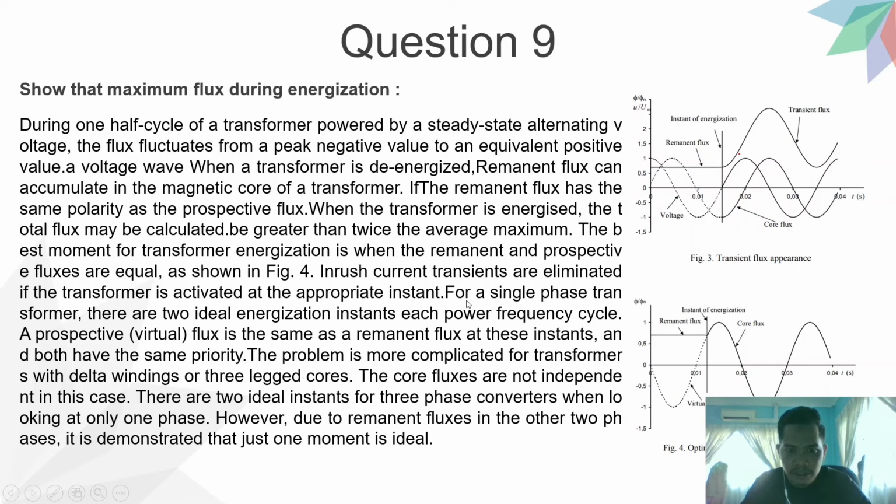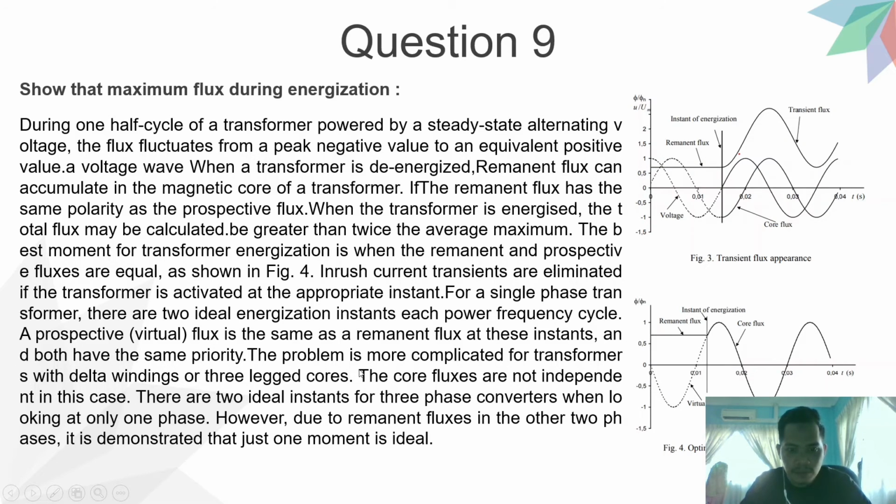Inrush current transients are eliminated if the transformer is energized at the appropriate instant. For a single phase transformer, there are two ideal energization instants each power frequency cycle. The prospective flux is the same as the remaining flux at that instant, and both have the same polarity.